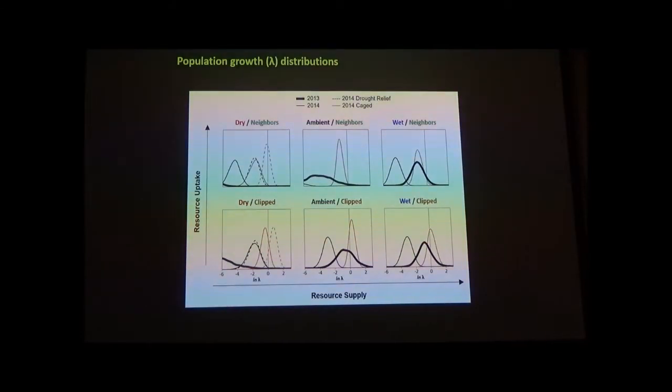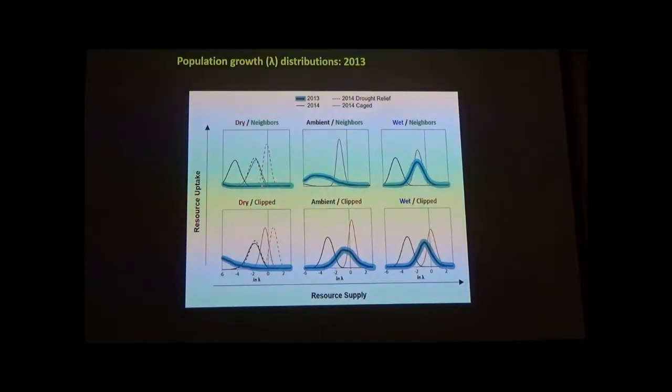So these are all of our data, and that's a lot to look at. So I'm going to walk you through and highlight different components of this. If we look just at 2013, highlighted in blue, this is exactly what we thought would happen, basically. Anytime we either added resources or took away neighbors, or added resources and took away neighbors, population growth rates shifted over to the right.